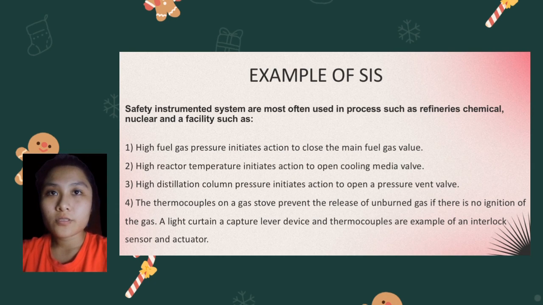Examples of safety interlock system. Safety instrumented systems are most often used in processes such as refineries, chemical, and nuclear facilities. For example, first, high fuel gas pressure initiates action to close the main fuel gas valve. Second, high reactor temperature initiates action to open the cooling media valve. Third, high distillation column pressure initiates action to open a pressure vent valve. And the thermocouple on a gas stove prevents the release of unburned gas if there is no ignition of the gas. A light curtain, a captive lever device, and a thermocouple are examples of an interlock sensor and actuator.